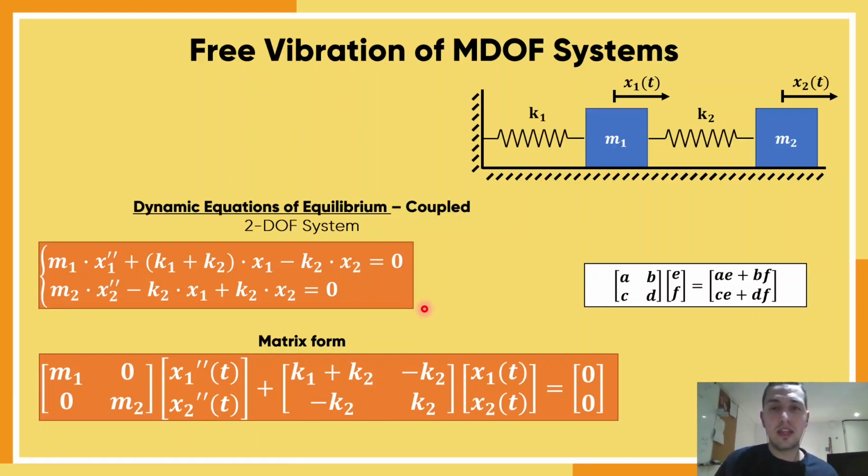So this first line, when multiplied by the vectors, gives you this first equation. Now, the second line, we can test it as well. So we get 0 times X1, that's 0. And then M2 times X2, and that's this term here. And now minus K2 X1 plus K2 X2. And this, again, is what we already described, and that is equal to 0.